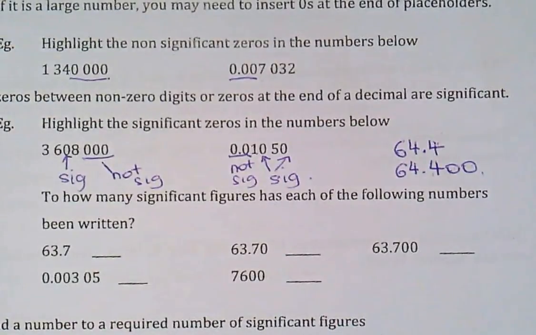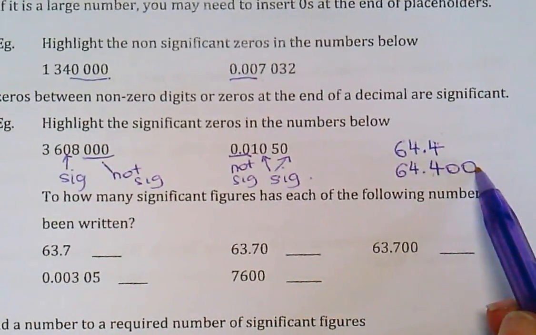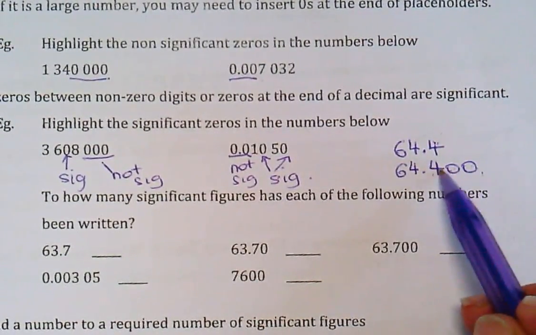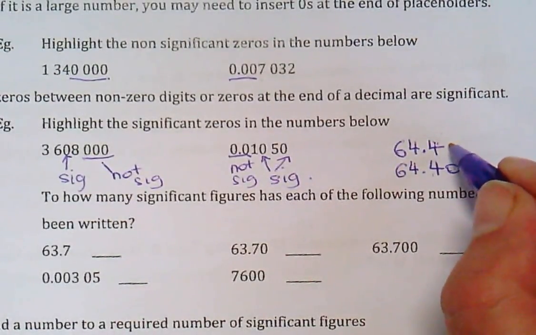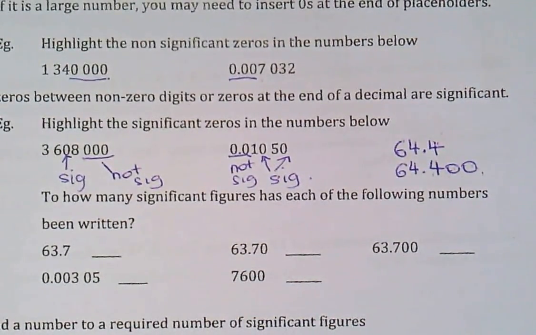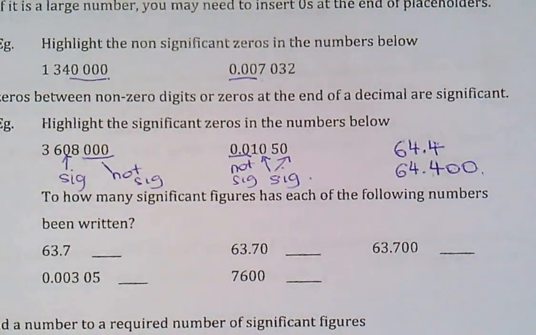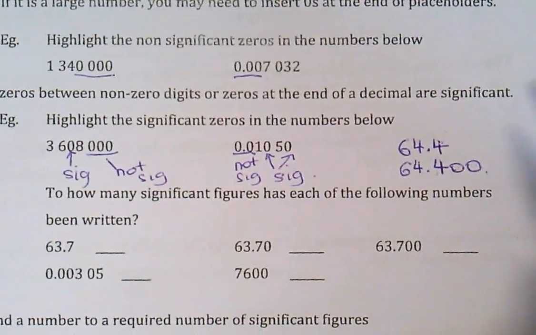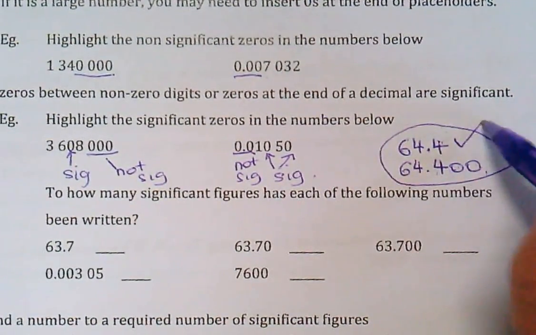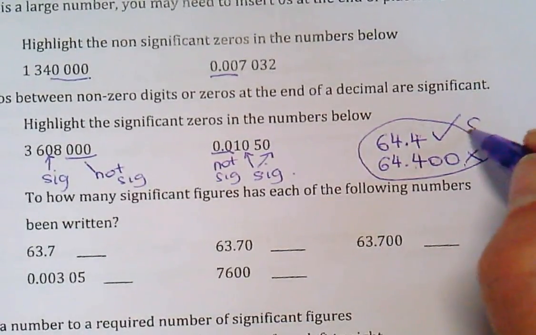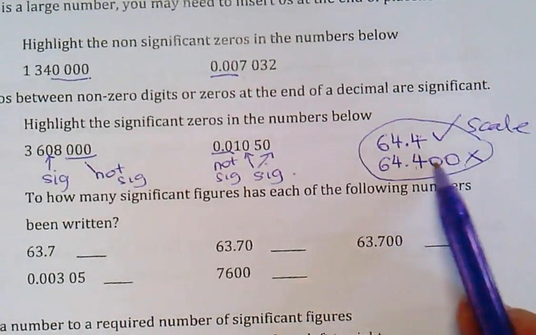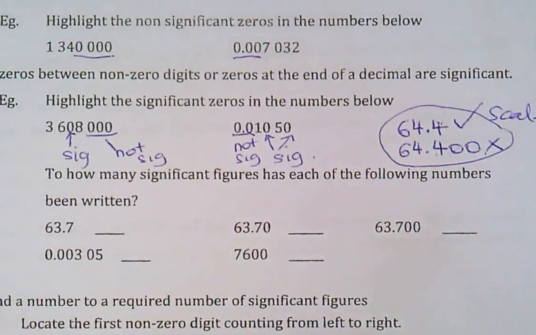You don't go adding extra zeros. These extra zeros mean that you know it, that it's exactly 0.400 instead of being maybe 0.412 or something. So don't add extra zeros on the end of a decimal unless you've measured it. That's what that's saying. So you would write this, not that, on a scale. You don't write it like 64.400.